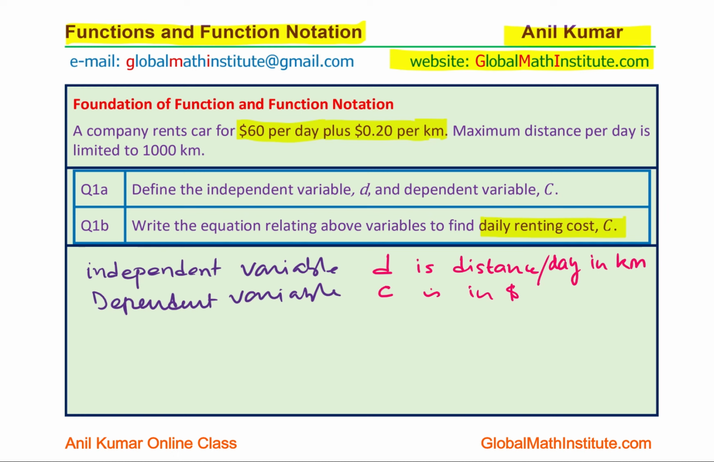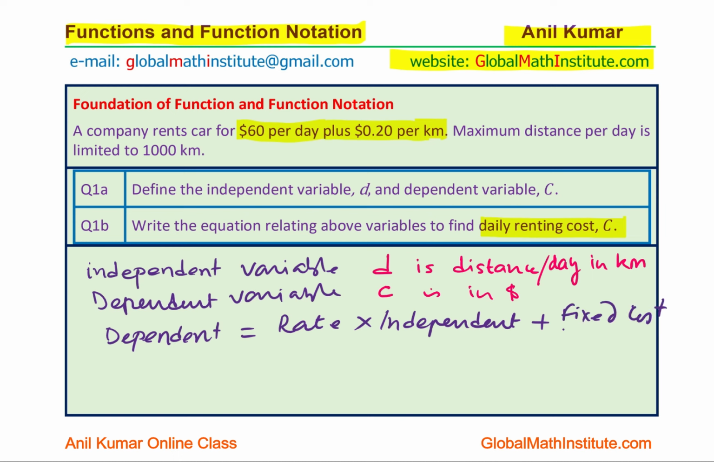So you could relate with the equation which you learned earlier, and that was what? Well, that was the dependent variable is equal to the rate times the independent variable plus the starting value or the fixed cost. We also say initial cost, as this is a linear function. Well, most of you are familiar with this equation which is written in the form of y equals mx plus b, right? So that is the form in which you could actually represent this equation.